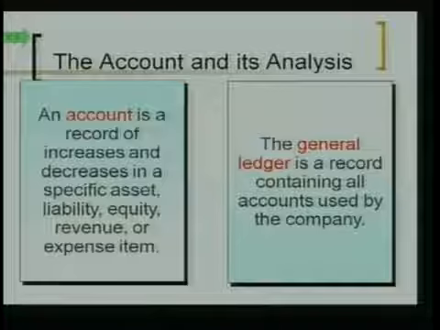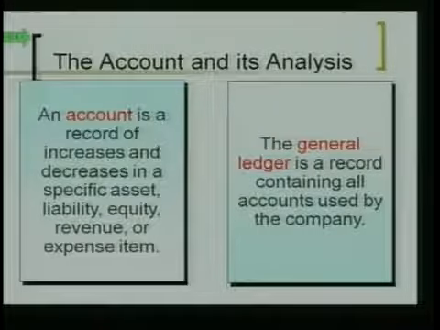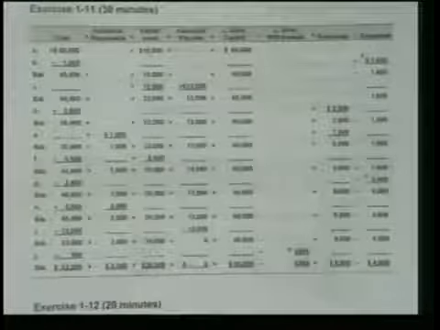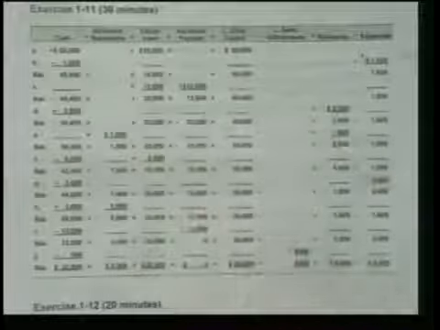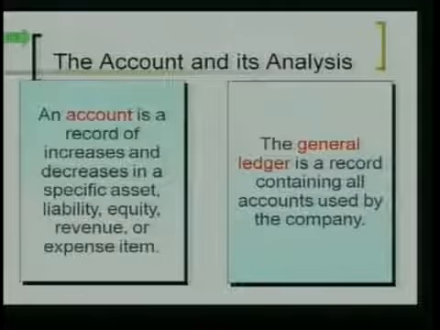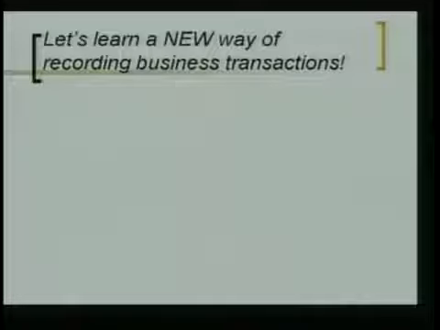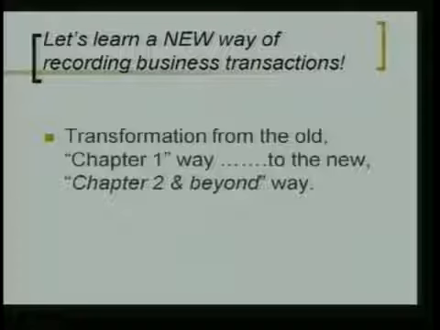A general ledger is a record containing all the accounts used by a company. If you look at exercise 1-11, this is kind of an example at this point in our learning of a general journal, at least recording transactions this way. But it shows a lot of different accounts and the increases or decreases, and then it shows the ending balance, correct? So exercise 1-11 is kind of like a general ledger per se. All right? Now we are going to learn a new way of recording business transactions.